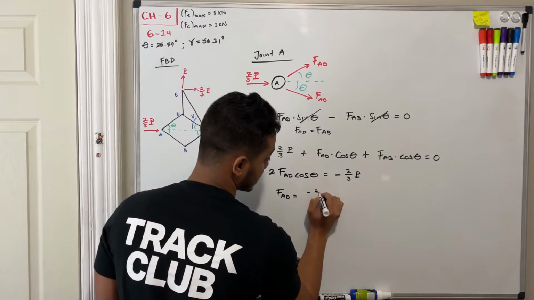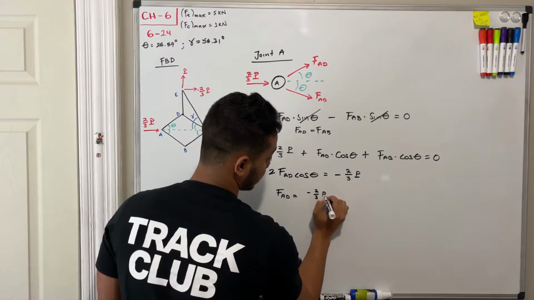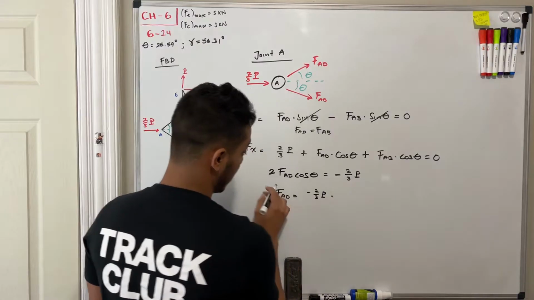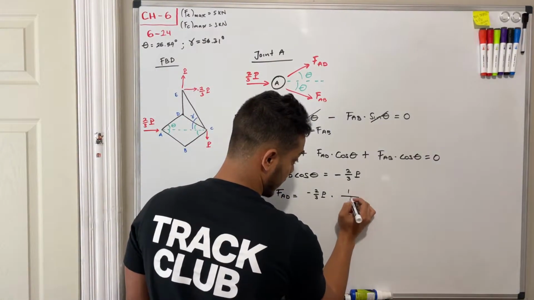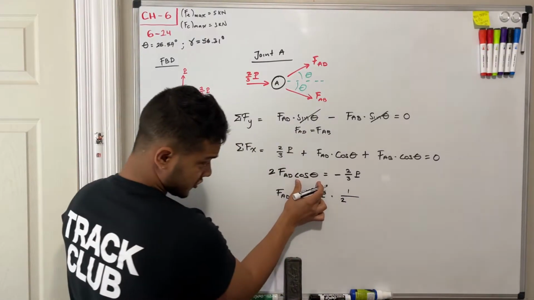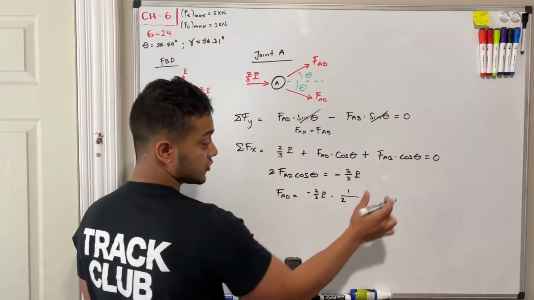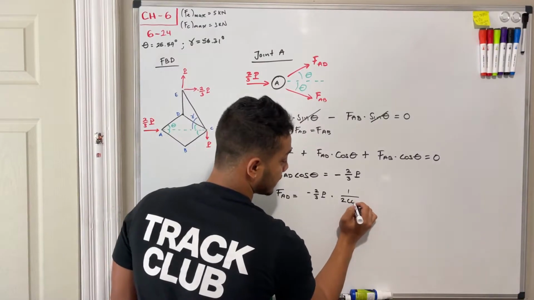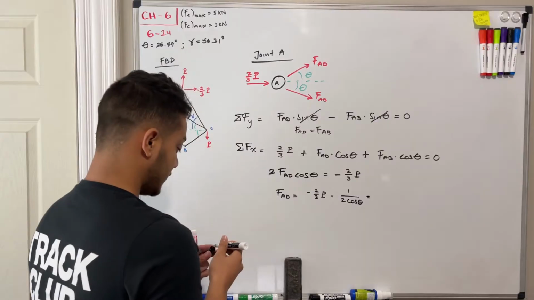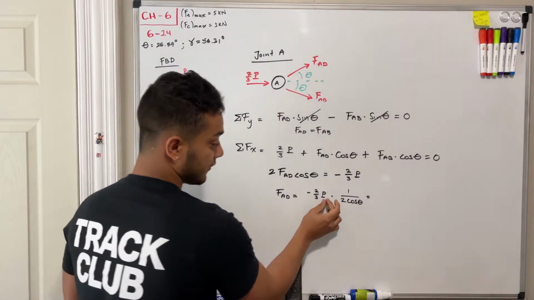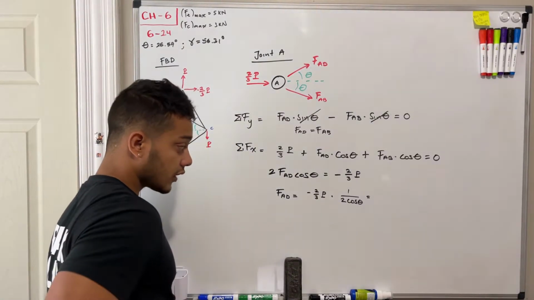We'll get negative 2/3 P, and then we're going to multiply by what? This 2 is going to pass to divide, so we're gonna have 1 divided by 2, and this cosine that's multiplying is also going to go to the other side to divide, so cosine of theta. If we plug our values in, leaving P alone, what do we have?